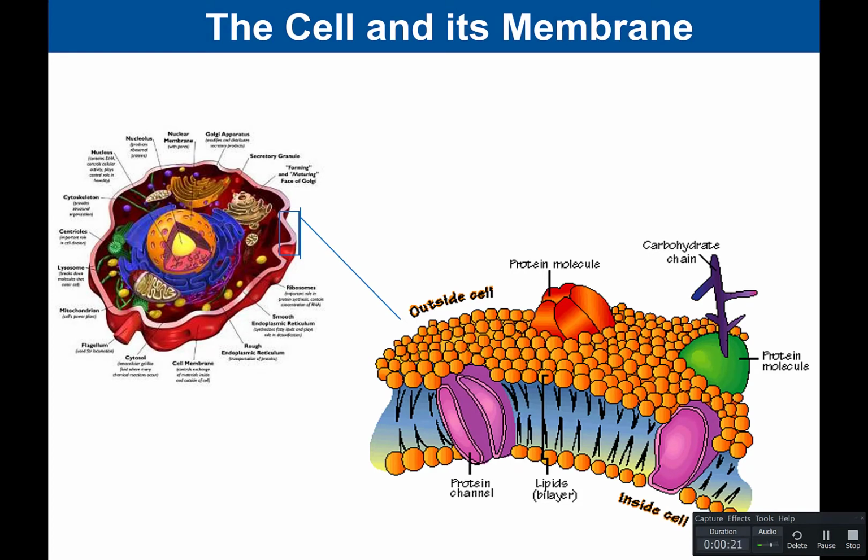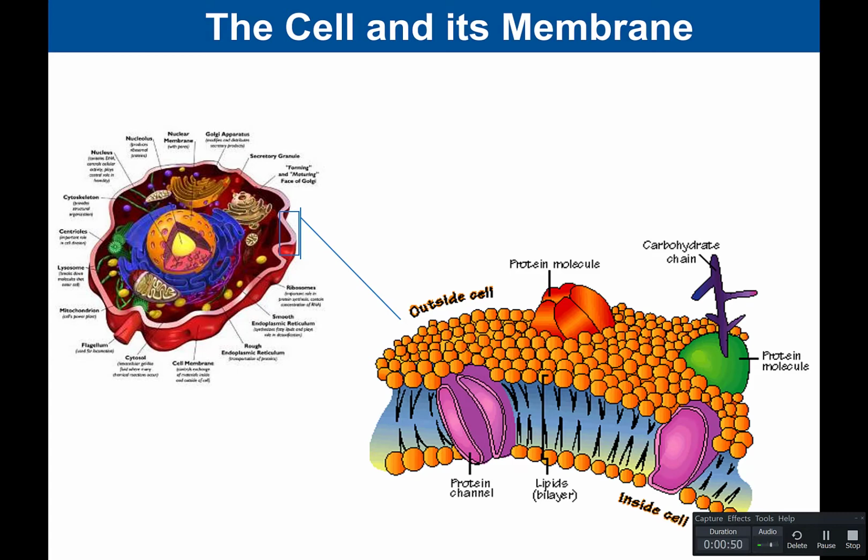And the cell membrane is a fluid mosaic model. And what that means is that the membrane is a fluid structure and it has a mosaic of proteins embedded and attached to it. Now, when we look at the cell membrane, the function of the membrane is to regulate what goes into and out of the cell. It's what we call selectively permeable. Some things can cross the membrane and others cannot.